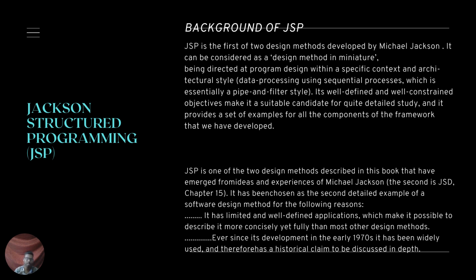JSP is one of the two design methods described in many of the books and that have emerged from the experience of Jackson, the second being JSD. It has been chosen as a detailed example of a software design method for the following reasons. The first reason is that it has limited and well-defined applications, which make it possible to describe it more consistently yet fully than most other design methods.